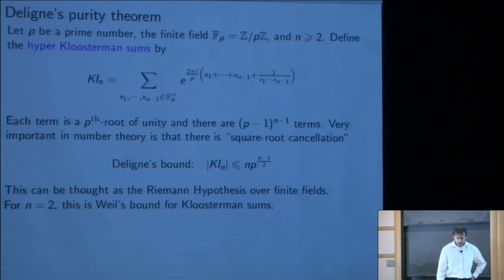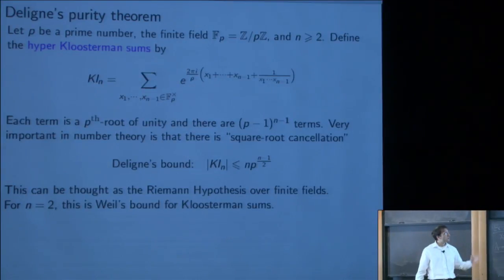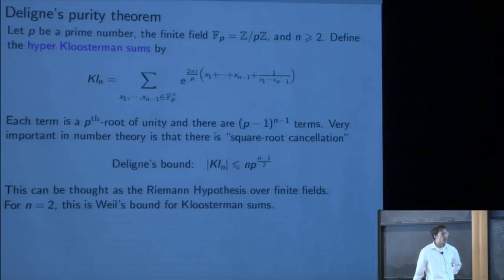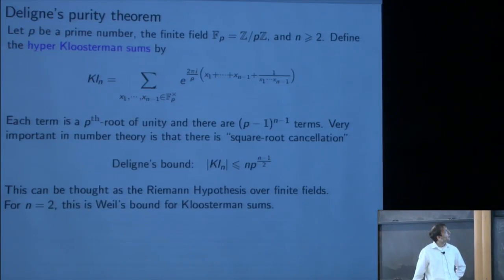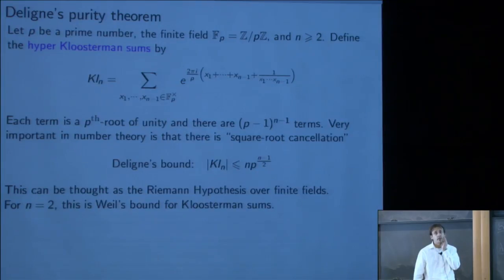So I start directly with something which is familiar in number theory, and I'll explain then how it connects. It's something called a Kloosterman sum. You pick a prime p, and you have a finite field Fp. You pick another integer n, and then you make this finite sum. It's a sum over (n minus 1)-tuples of non-zero elements in your finite field, x1 to x(n-1).